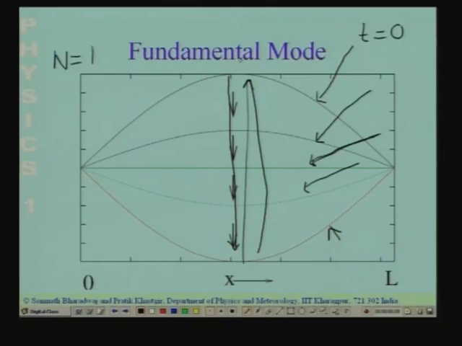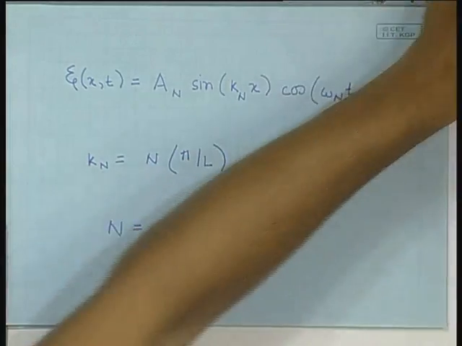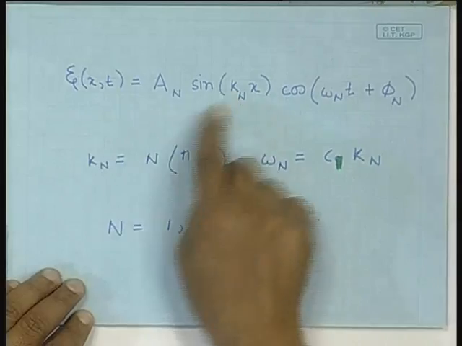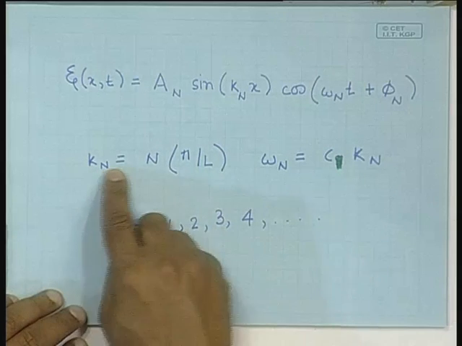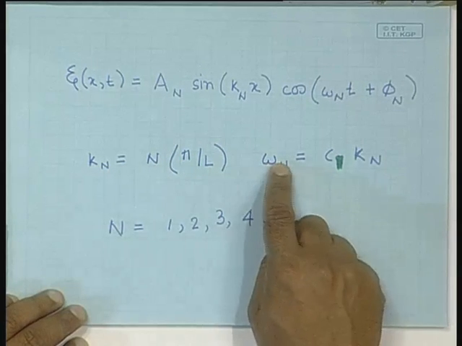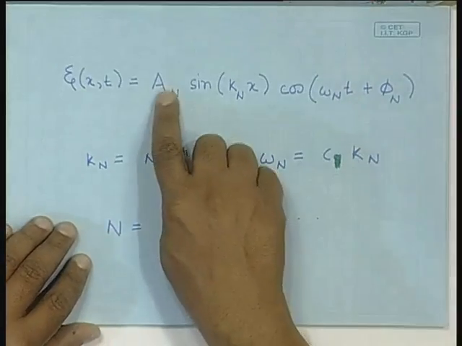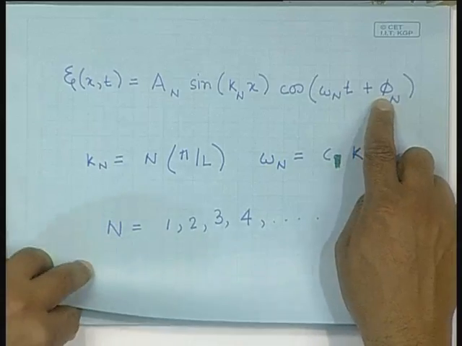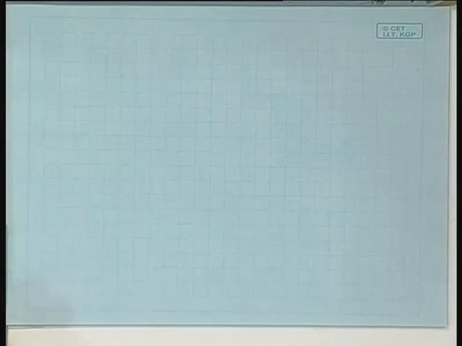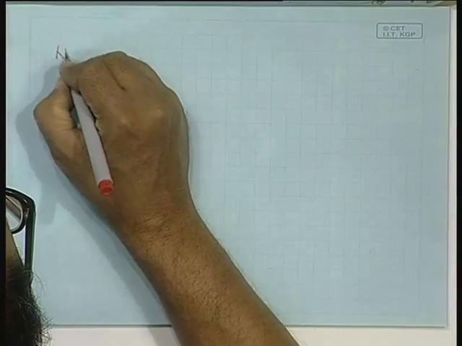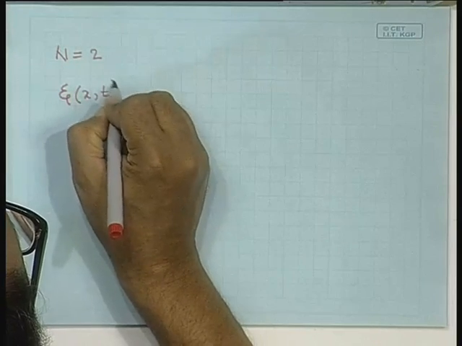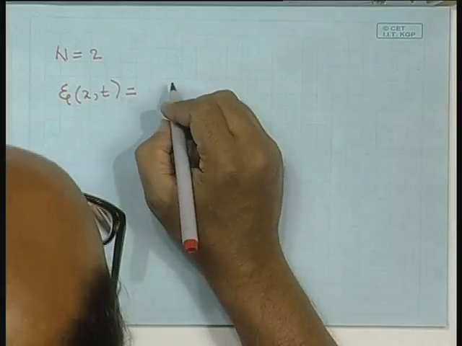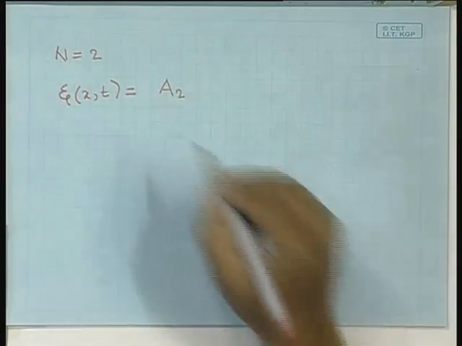Let us now consider the solution when n is equal to 2. So, this is the expression for the disturbance in a general situation. When n is equal to 2, k 2 will become 2 pi by L, omega will become c times that. So, let me write down the solution. Again I will choose the amplitude to be 1, I will set the phase equal to 0. So, let me write down the solution for n equal to 2. I will have some arbitrary amplitude which I will set equal to 1.